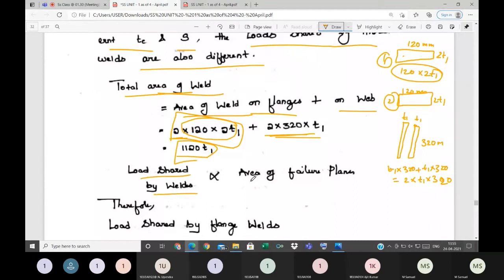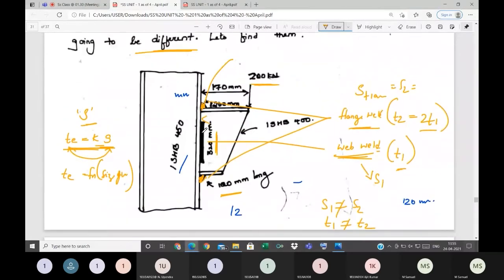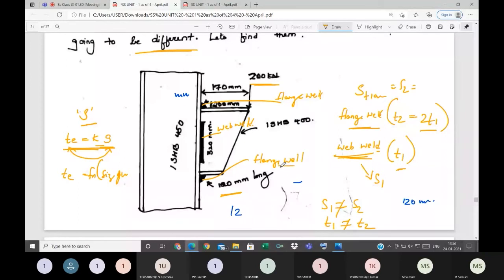So now the load shared by the weld is proportional to the area of the weld, the area of the failure plane, and the number. Okay, so let us see how much of the load is being taken by the flange weld and how much is being shared by the web weld. Let me just again remind you, what is the web weld? This vertical weld, which I am showing you here. Let me just clear this out first. Right, so this is the web weld, and this top and bottom is the flange weld. Okay, this is 120 and this is 320.